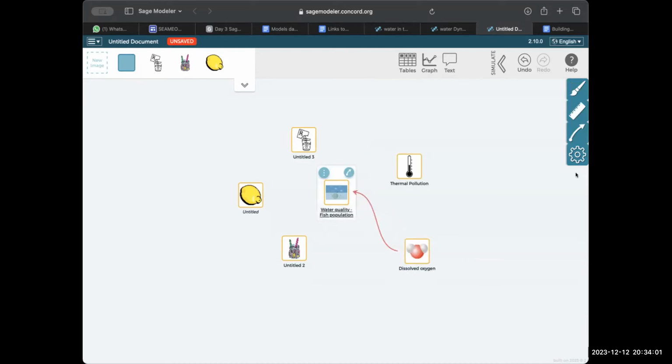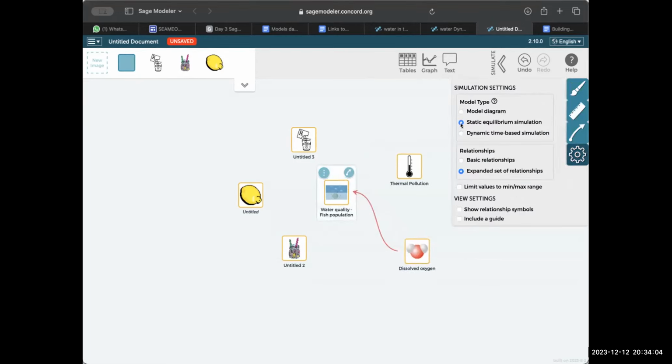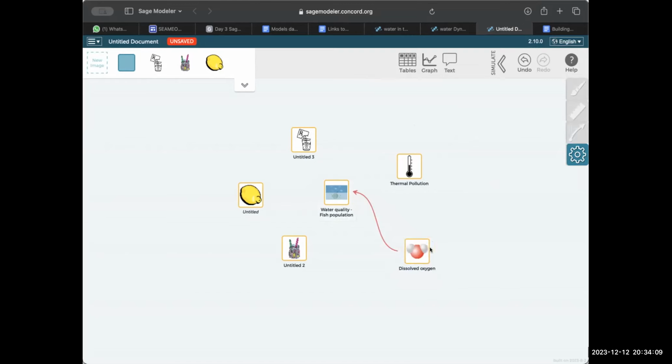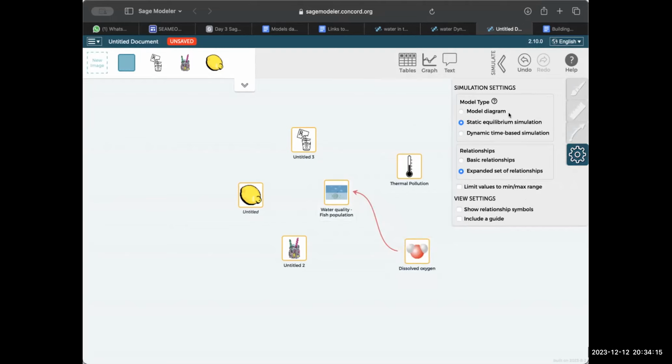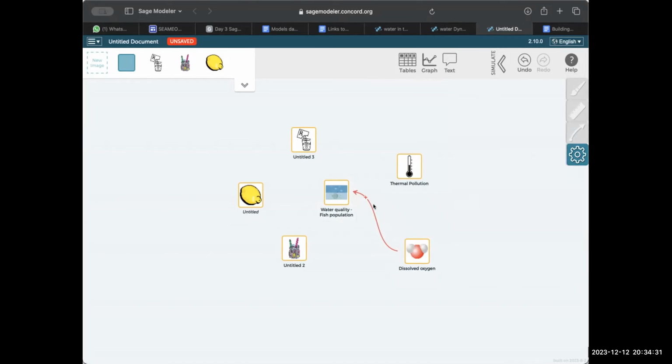Oh, should we choose the static, right? Yes, not the dynamic. So if you click on that toggle again, go back to the bottom right where you just were. If you scroll down under view settings, see where it says show relationship symbols? Click on that. Okay, now you can put it away. Now you can see a plus sign on that line. So if you do that, then they'll show if it's a positive relationship or a negative relationship.